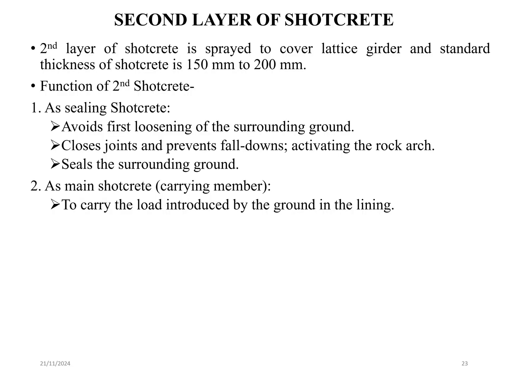Second layer of the shotcreting. A second layer of shotcrete, typically 150 to 200 mm thick, is applied over the initial layer and the support system. This layer provides additional strength and protection to the tunnel walls, ensuring long-term stability.